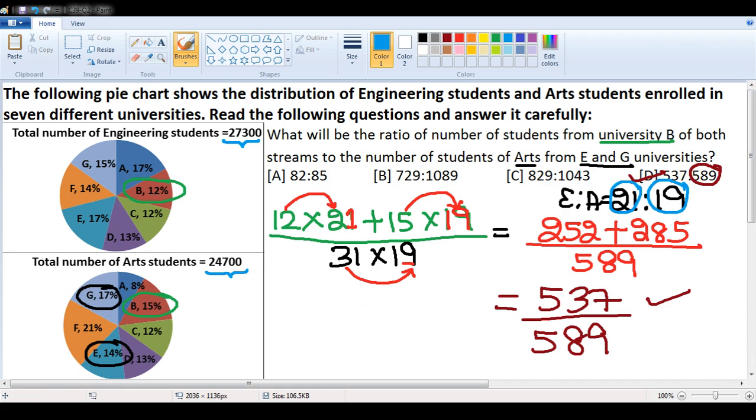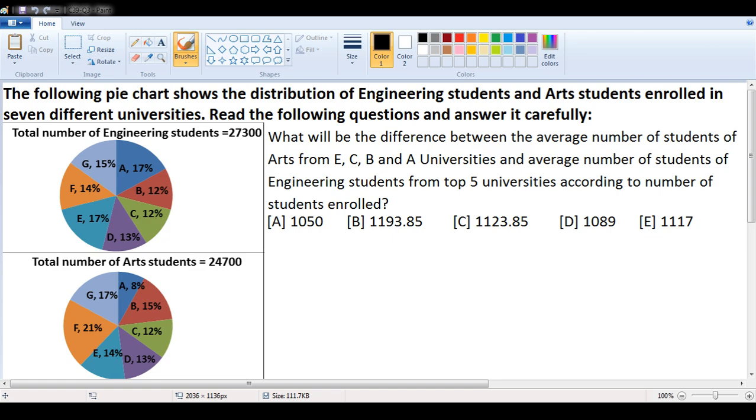Third question in the caselet. See here, this is the question. What will be the difference between the average number of students of arts from A, B, C, E universities and the average number of students from engineering from the top 5 universities, according to the students enrolled?